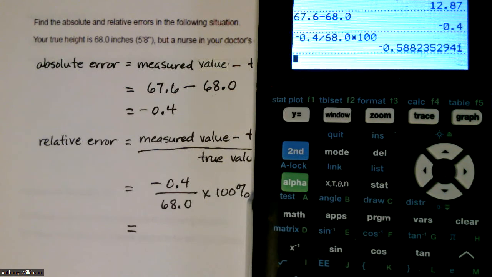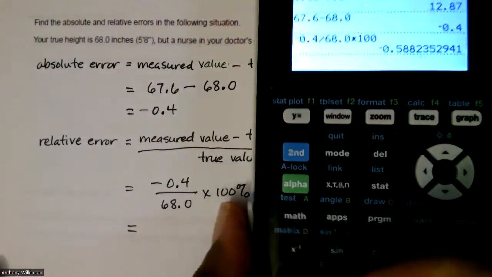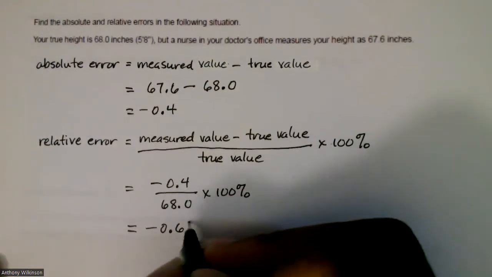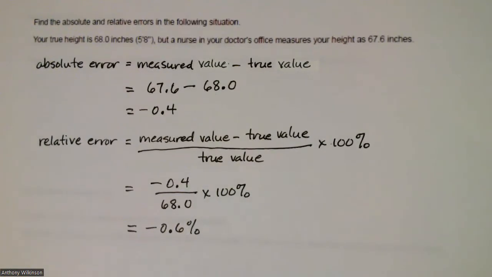And let's say they want to round this answer off to the nearest tenth, or to one decimal place. In this case, the 8 will increase that 5 to a 6. So it'd be negative 0.6%. So the relative error there will be negative 0.6%.